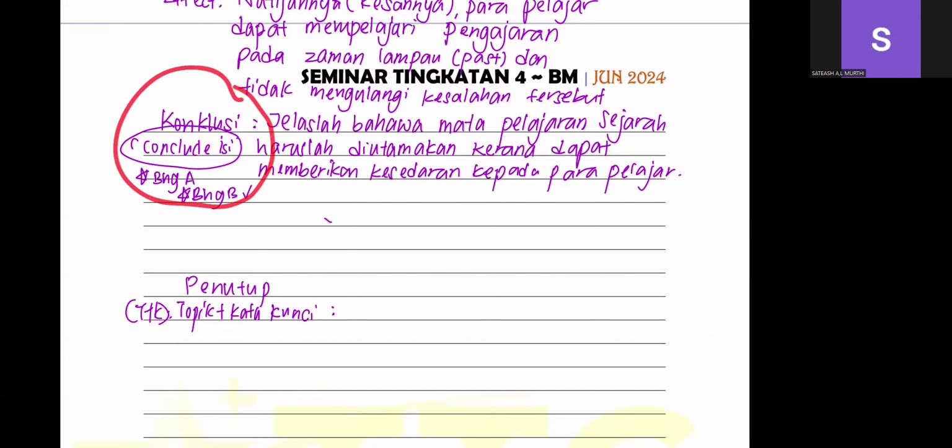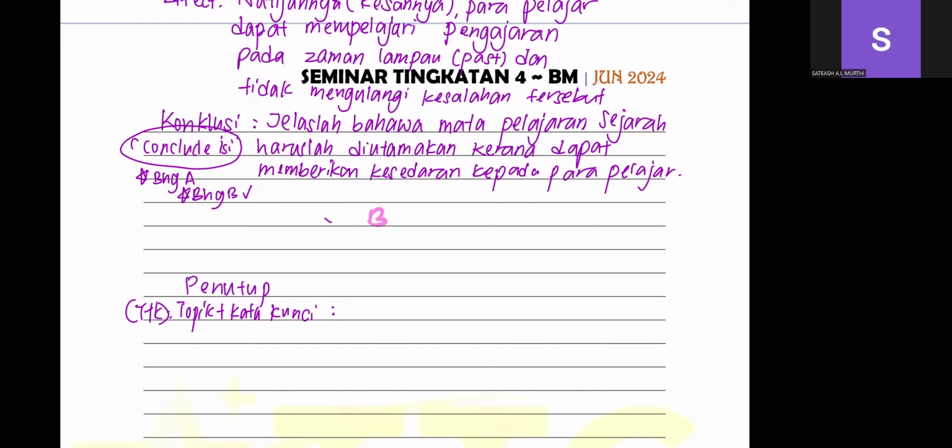Conclusive, this one is to conclude my isi. To make a conclusion for my every isi. I got tiga isi, so my tiga isi got a conclusive. But then, it's not a must in bahagian A, which is your short essay, because short essay, they have limited word count. But for bahagian B, please do the conclusive. You need to conclude for every isi.